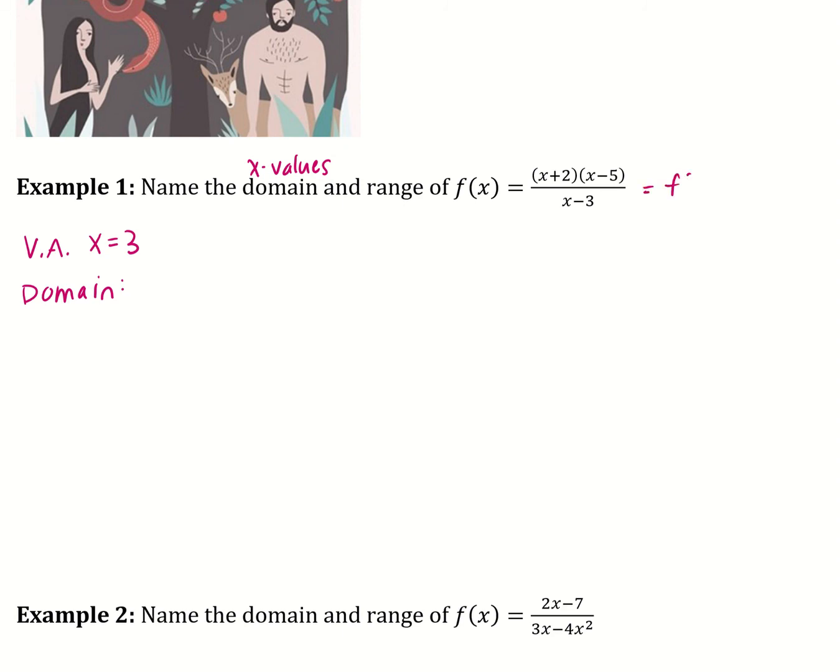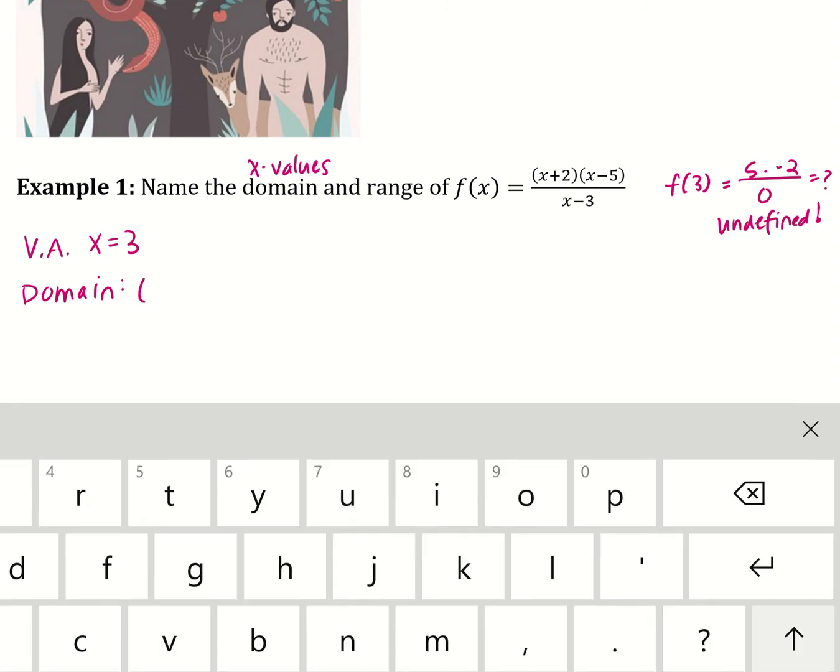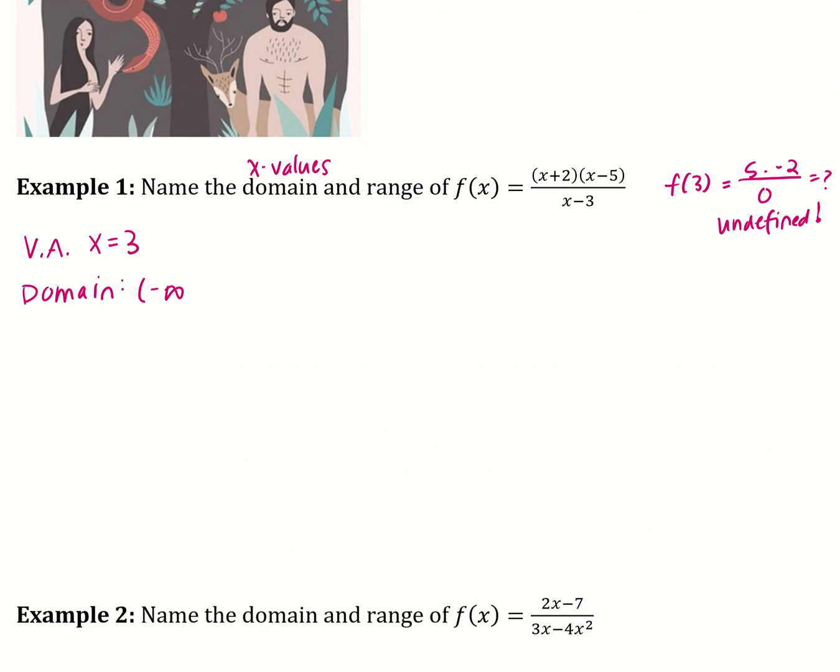Put it in, you would get this. 3 plus 2 is 5. 3 minus 5 is negative 2, divided by 3 minus 3. You can't divide by 0. It's an undefined value, meaning we literally don't have a definition for what it means to divide by 0. Okay, so the domain of this function is from negative infinity up to the x value 3, and also anything bigger than 3.